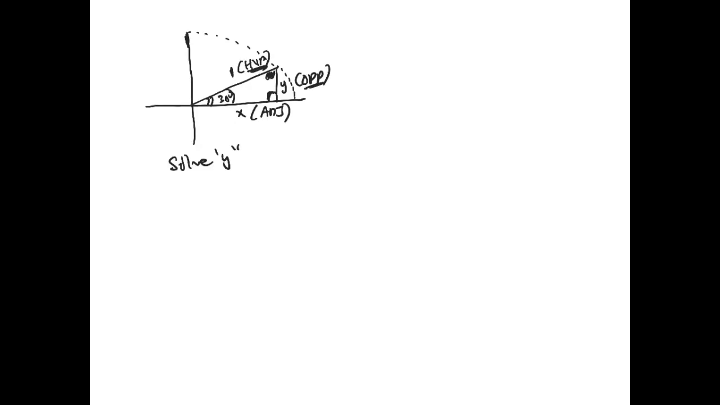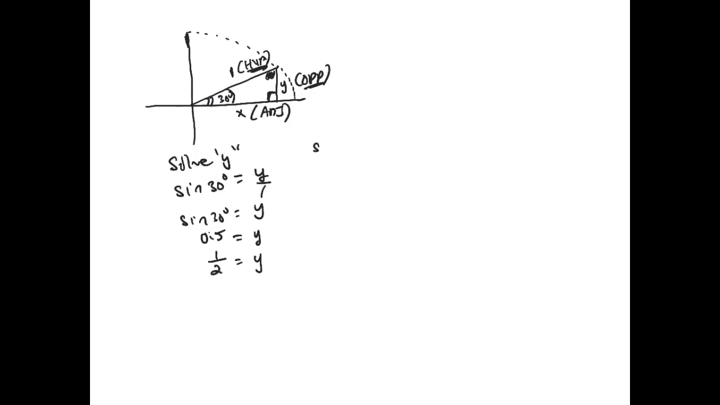So that would be sine. We have sine of the angle, which is 30 degrees, equals y divided by 1. Anything divided by 1 is the same thing, so I'm just going to leave it as y. So what's y equal to? When you type this into your calculator, you're going to end up getting 0.5. And 0.5 can actually be put into fraction form: 1 over 2.